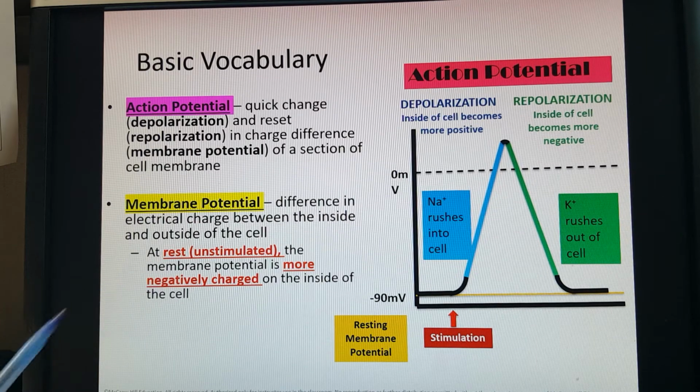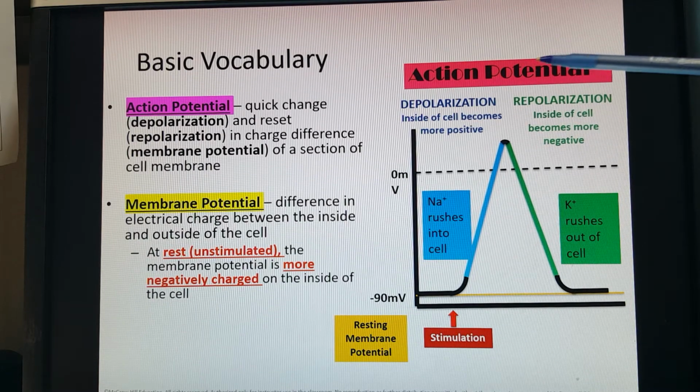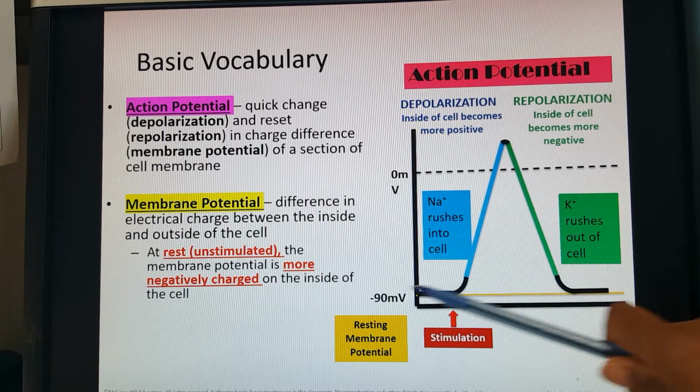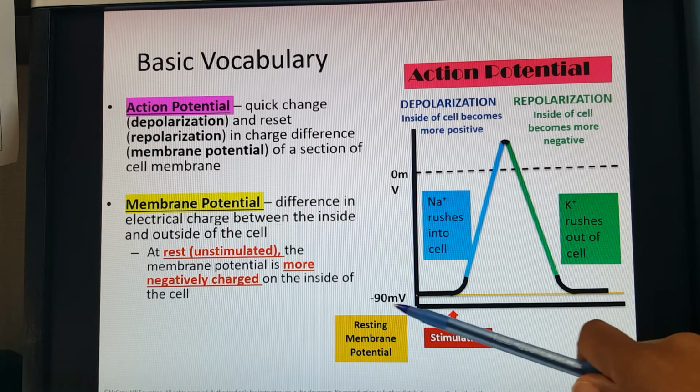Our membrane potential, again, is the difference in charge between the inside and outside of the cell. At rest, it is more negatively charged on the inside of the cell. On the right side, the pictures show the action potential, our depolarization and repolarization, going back to our resting membrane potential.